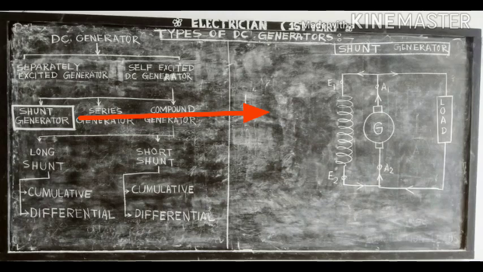Next, the shunt generator. Here shown the circuit diagram of a shunt generator. The field winding is connected to the armature terminal as shown in this figure. That is, shunt field winding is connected in parallel with the armature winding. The shunt field contains many turns of relatively fine wire and carries a comparatively small current, which is only a small percentage of the rated current of the generator.